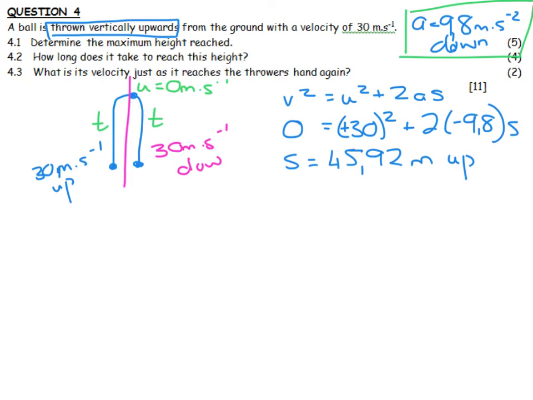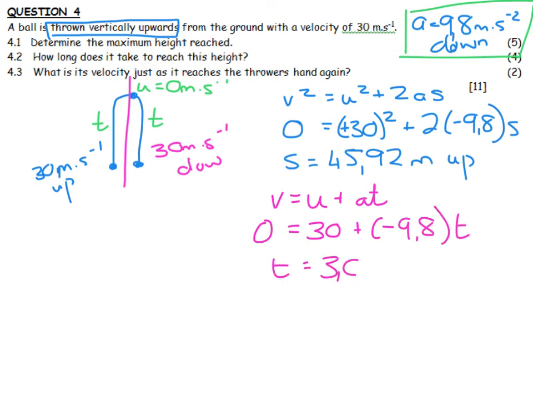The next one is how long does it take to reach this height? V is equal to u plus at. And I say I've got a final velocity of 0, an initial velocity of 30, plus negative 9,8 time. And my time turns out to be 3,06 seconds. So it takes 3,06 seconds to get up. It must take 3,06 seconds to come down.